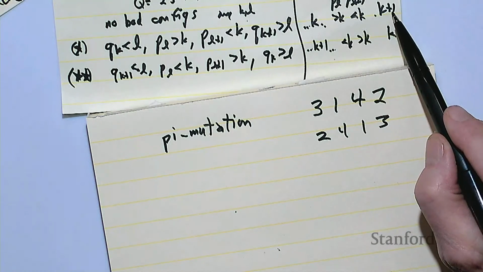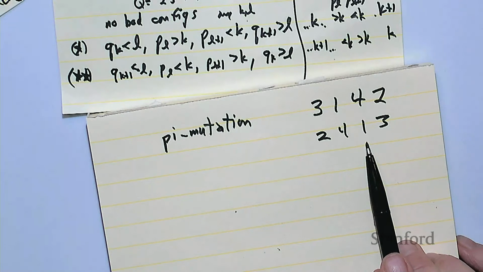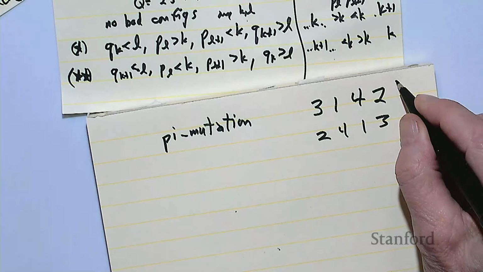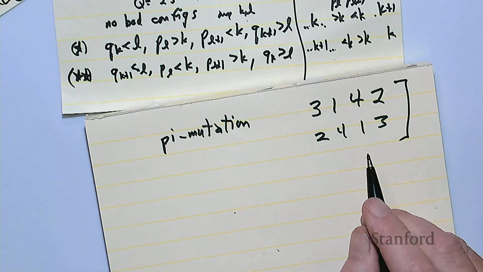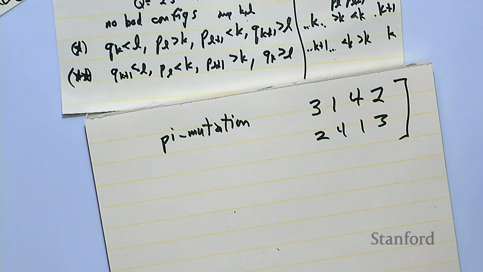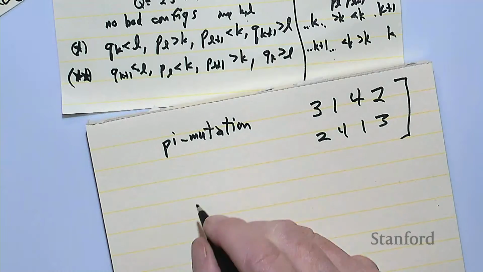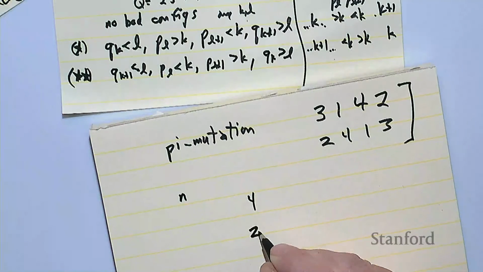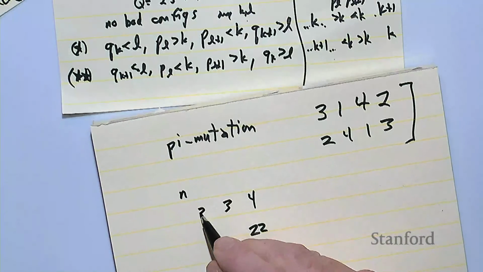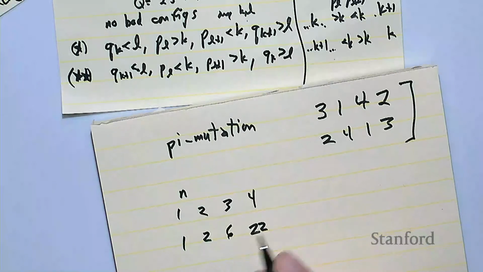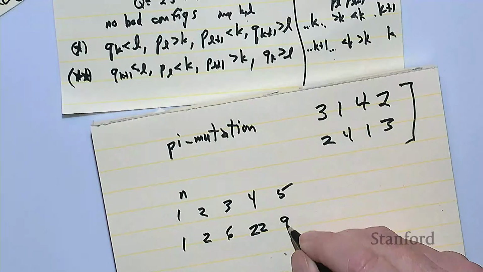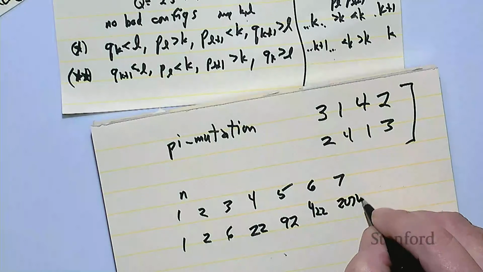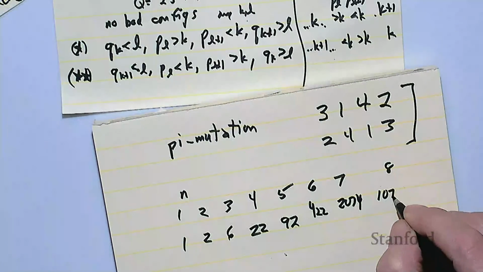Here 2 occurs before 3, and we have a big number followed by a little number. Okay, so if n equals 4, these are the only 2 non-Baxter permutations, and there's 24. 4 factorial is 24. So n equals 4, then we have 22 Baxter permutations, and for 3, 2, and 1, they're all fine, and we get to 5. There's 92 out of 120, and 6 was 422, 7 was 2074, and 8 is 10,754.